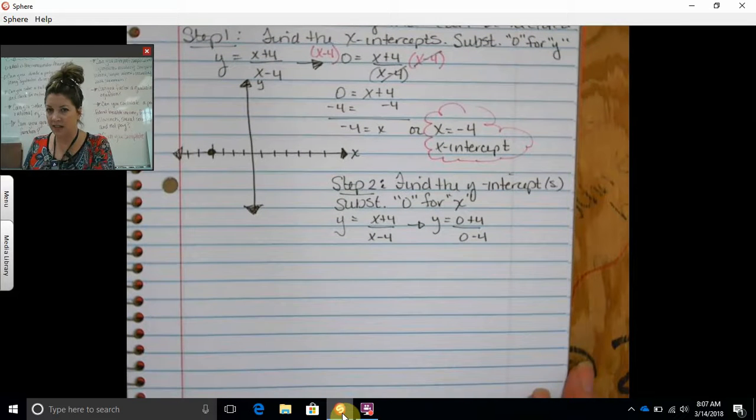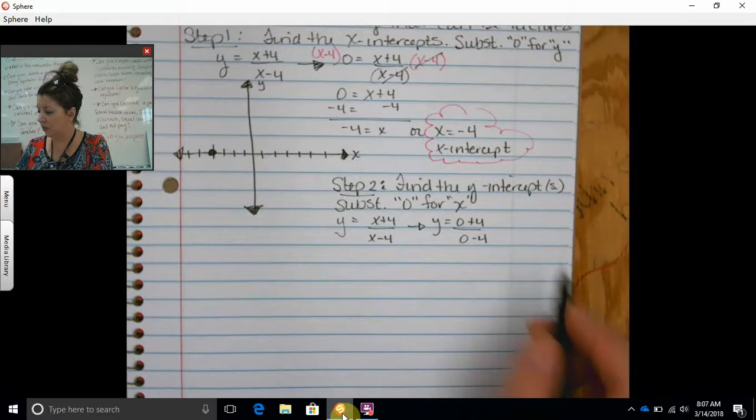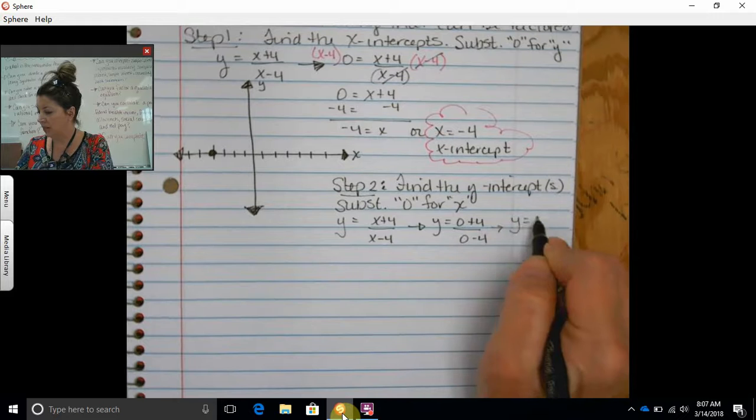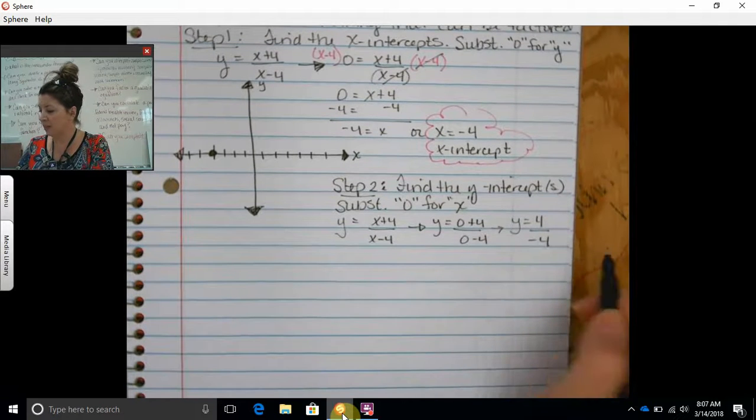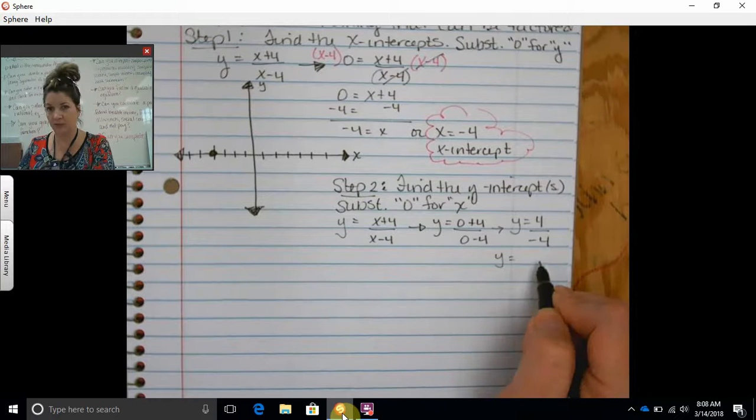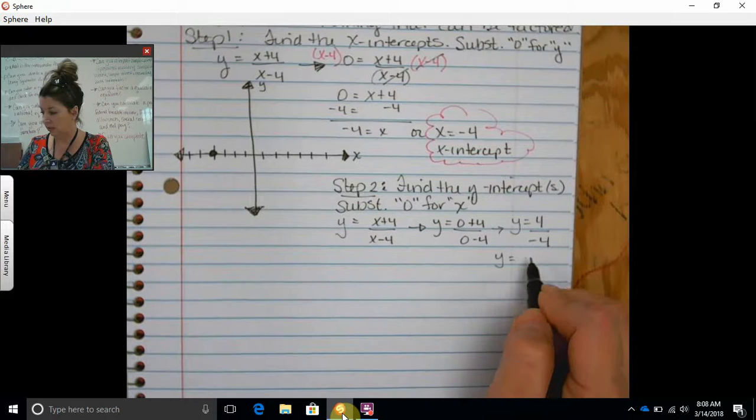So I went ahead and did that. In my numerator I have 0 plus 4, which gives me positive 4. Denominator 0 minus 4 is negative 4. And I can simplify that. What's positive 4 divided by negative 4?